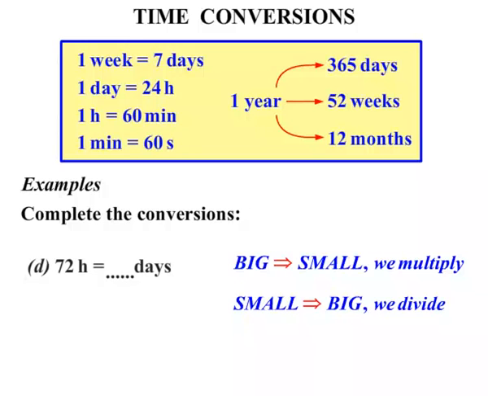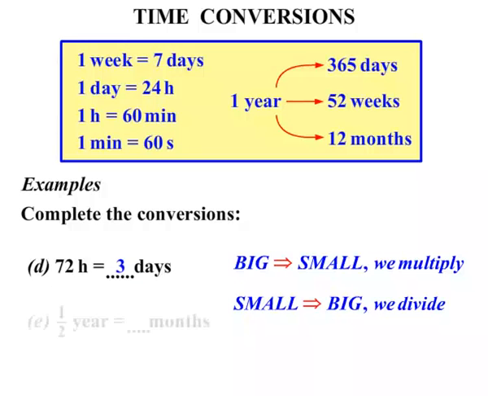72 hours equals how many days? Well, hours and days, what's the connection? Well, 1 day is 24 hours, so we're going to be using a factor of 24. We are changing from hours to days. So we're going from something smaller to something bigger. So we divide by that 24. So we have 72 divided by 24. Okay, in other words, how many times does 24 go into 72? It goes in 3 times. So 72 hours is the same as 3 days.